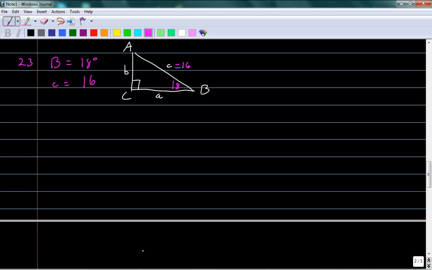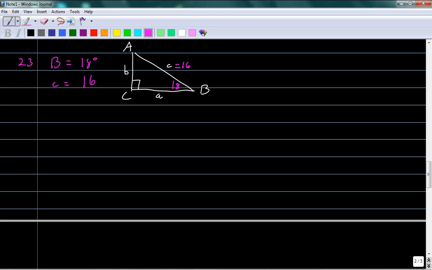For number 23, they give us two values of a right triangle, angle B and little side C, the hypotenuse. And they also, in the book, gave you a diagram to the right, and that's my white triangle here, with that information, angle B of 18 degrees and side C of 16. I've written that information in. And what they want us to do is solve the triangle.